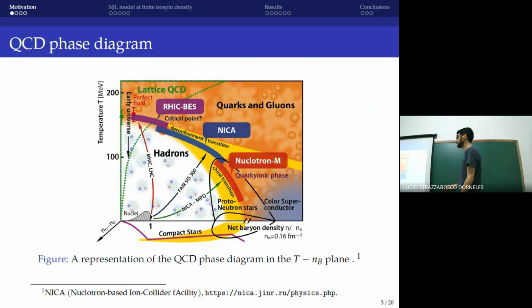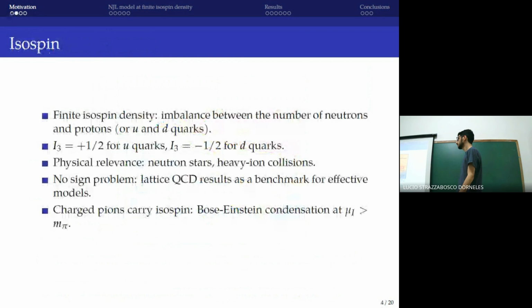So this is the axis that we want to study, the effects of this imbalance between neutrons and protons, or in terms of the quark content, an imbalance between down and up quarks. So let's define isospin a bit better. Finite isospin density is an imbalance between neutrons and protons in the system. We can define this as analogous to angular momentum. So the third component has a plus 1/2 for up quarks and a minus 1/2 for down quarks. So to calculate, neutrons are 2 down quarks and 1 up quark, so they have isospin minus 1/2, and protons have isospin plus 1/2. There are 2 up quarks and 1 down quark.